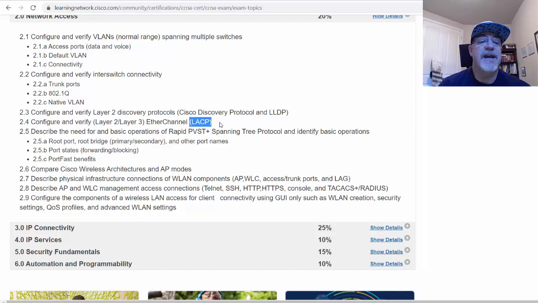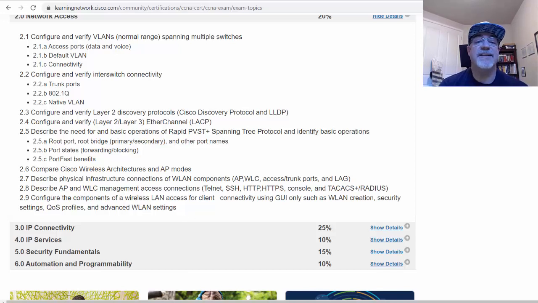So that's a difference. And then one of the biggest changes is that the role of the spanning tree protocol on the exam has been reduced. You need to describe the need and basic operations of rapid spanning tree protocol, the basic operations, but it doesn't really say you even need to know how to configure it. Spanning tree protocol was a huge section in the previous CCNA, and it's been reduced here. Then what's interesting is sections 2.6, 2.7, 2.8, and 2.9: wireless, wireless LAN controllers, wireless related to QoS profiles, access points, all that stuff. So a lot more wireless.